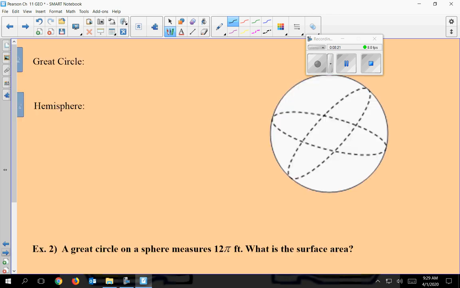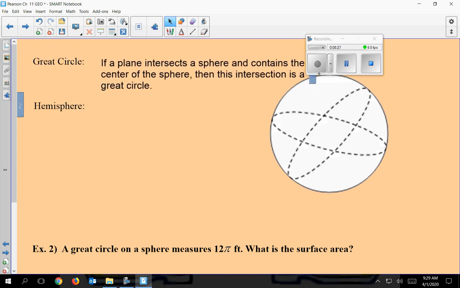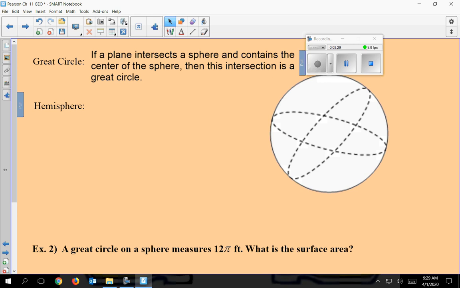Okay, we have two definitions here talking about a great circle and a hemisphere. So if you want to hit pause and go ahead and write these down, and I'll go over these a little bit. Okay, if a plane intersects a sphere and it contains the center, so that's pretty important, then this intersection is a great circle. So the dotted lines here are the great circle.